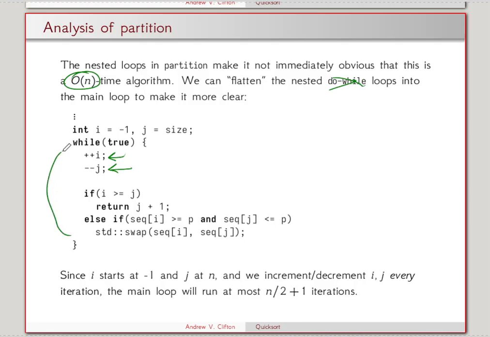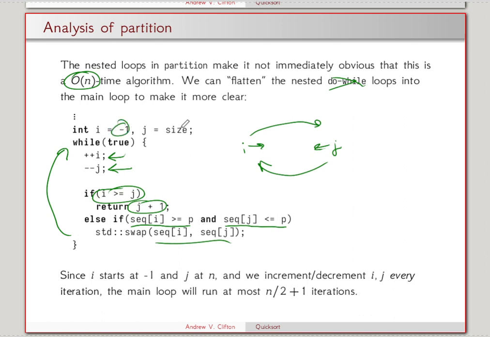So every time this loop runs, we increment i once, i moves that way, right? And we decrement j once, j moves that way. Again, if they cross over each other, that means we're done and we return j plus 1. But if they haven't crossed over each other, we check to see, have we found a partner pair? Have we found something on the left that belongs on the right and something on the right that belongs on the left? And if we have, we swap them like that.